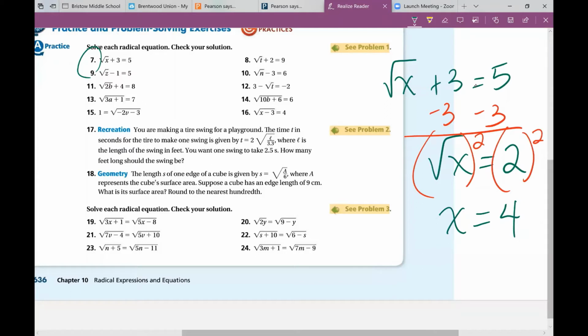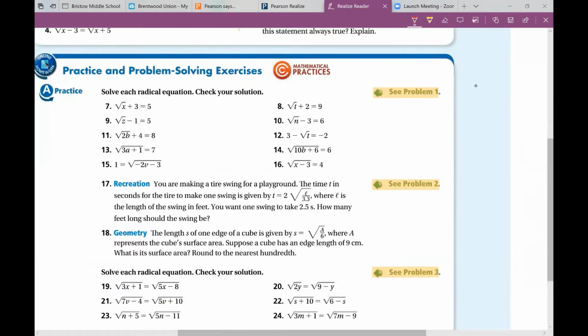You also could have just done this problem in your head, and that's how we're going to check this. So what can you take the square root of and then add it to 3 to get 5? Well, if I substitute our answer of 4, the square root of 4 is 2, and 2 plus 3 is 5, so I know I am correct.